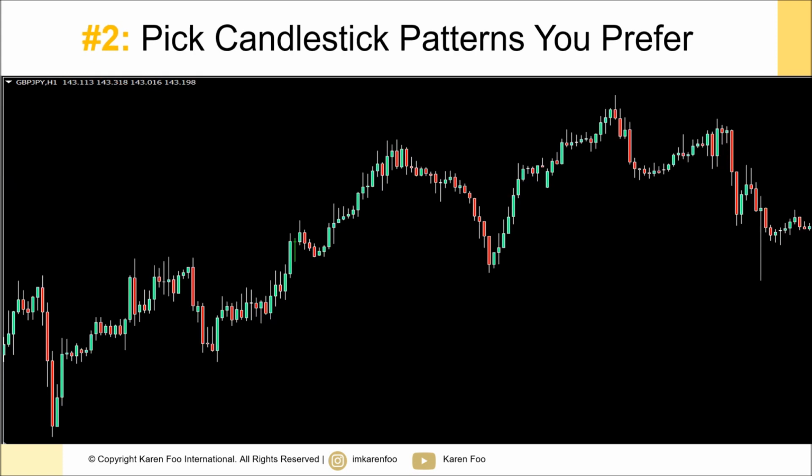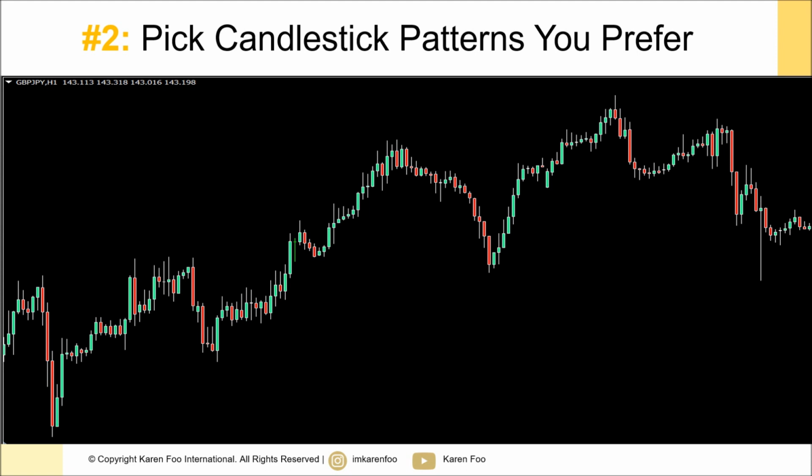If you are just starting out, it's better to pick candlestick patterns that you prefer. I know some traders, they are really experienced, but they only spot hammer patterns, inverted hammer patterns, shooting star patterns. They don't care about bullish engulfing, bullish army. They only focus on the single candlestick pattern because that is just their comfort zone.